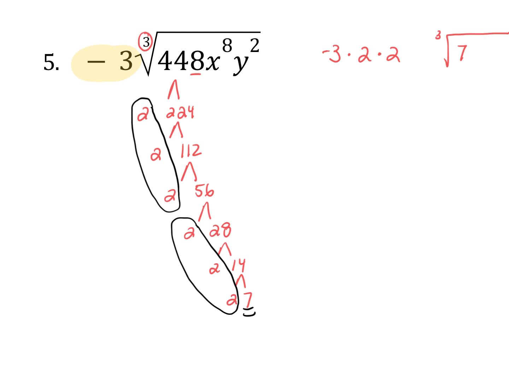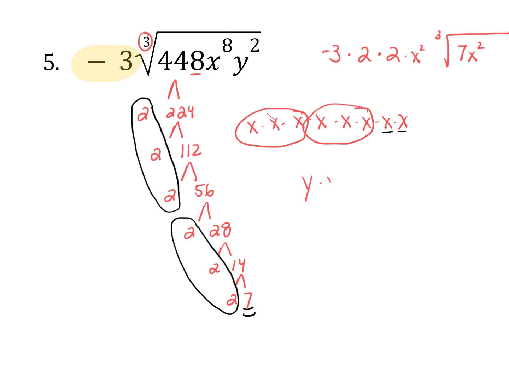Okay, now if I do my X's, we're going to go 1, 2, 3, 4, 5, 6, 7, 8. I'm going to circle my groups of 3. And look at that, I have 2 left over. So I'm going to have 2 groups of X come out, and I'm going to have 2 X's left over. Then let's look at my Y's. I don't have a group of Y's that can come out, so I'm just left with Y squared on the inside. So now I have to go in and simplify.